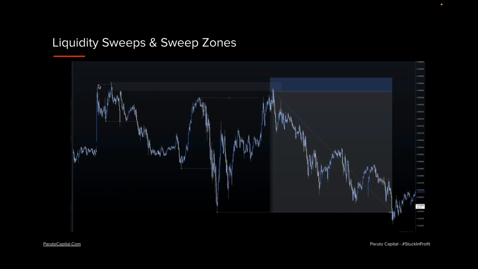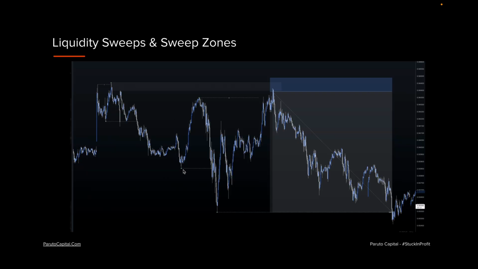Okay, what this sweep of liquidity eventually creates for us is what we now call a sweep zone. So this is not just a supply zone, but we'll call it a sweep zone. It's a supply zone, but because it cleared the previous high, it's now referred to as a sweep zone. I hope that is really clear. So this is a liquidity sweep leading to the creation of a sweep zone.